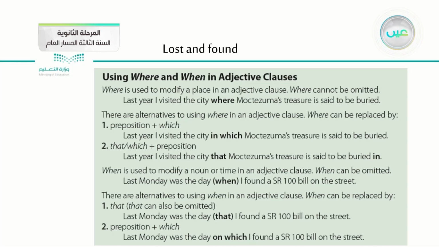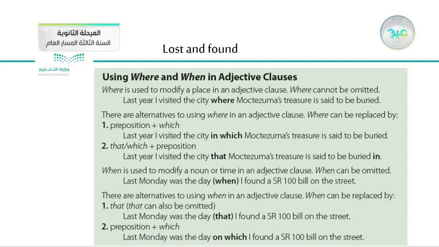This is about the first part. Let's go over the second part, which is when, and how we can use when to describe a noun. When is used to modify a noun of time in an adjective clause. When can be omitted. As you see here, this is the difference between when and where. Where we cannot omit, and here we can omit it.